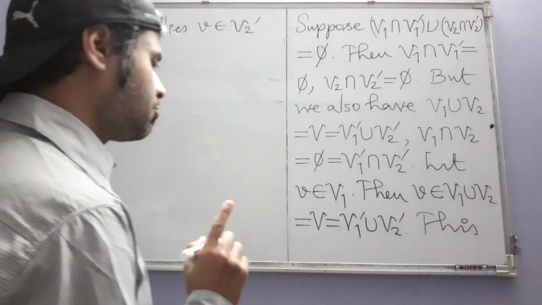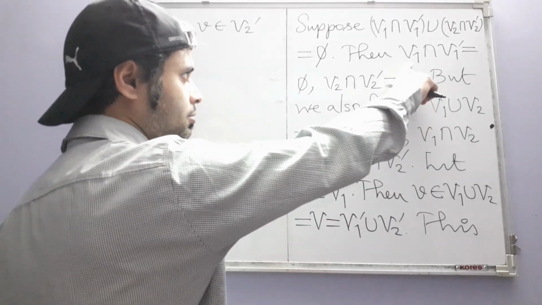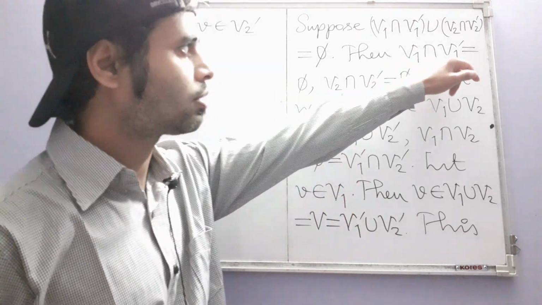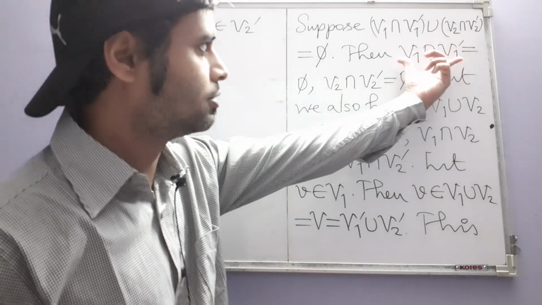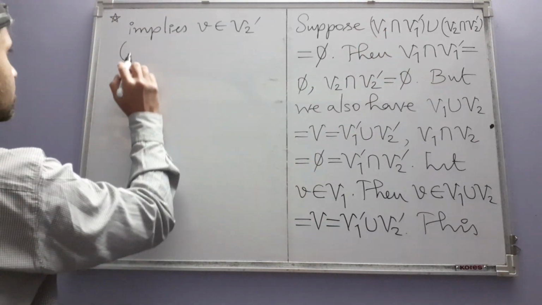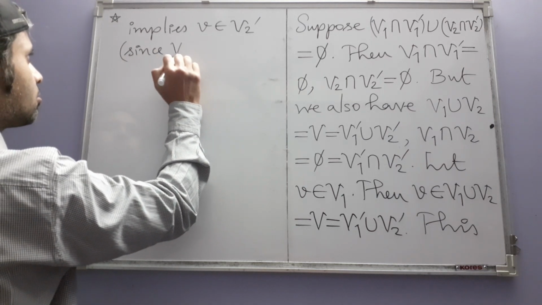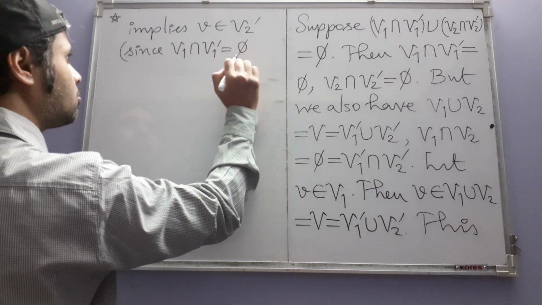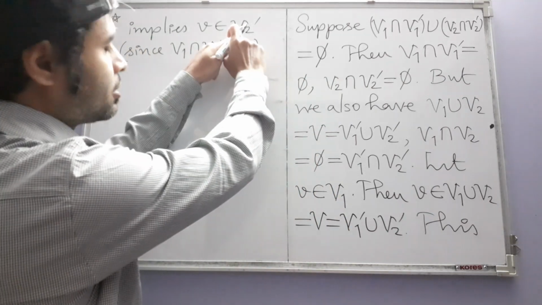V2 prime. But why V2 prime? Why not V1 prime? That is because these two are disjoint and we have chosen v from V1. So v cannot also simultaneously possibly be in V1 prime. That is not possible due to this disjointness of V1 and V1 prime. So within brackets we can write since this. So what we have shown is that V1 is a subset of V2 prime.